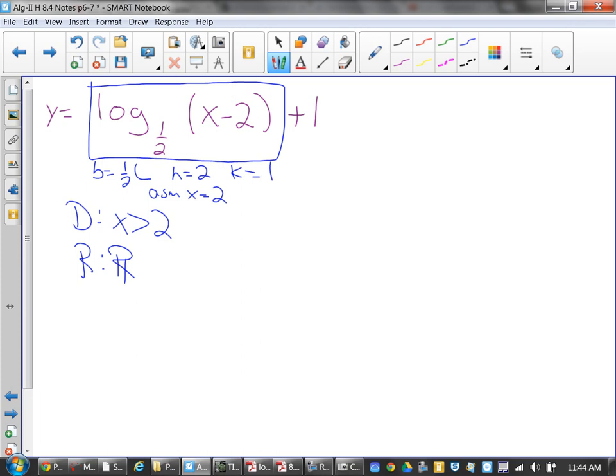It's not going to be 20 to the left ever. We won't have negative bases in logs. That's one of the rules. So from here, it's just a matter of plotting out stuff. Vertical asymptote's at 2.